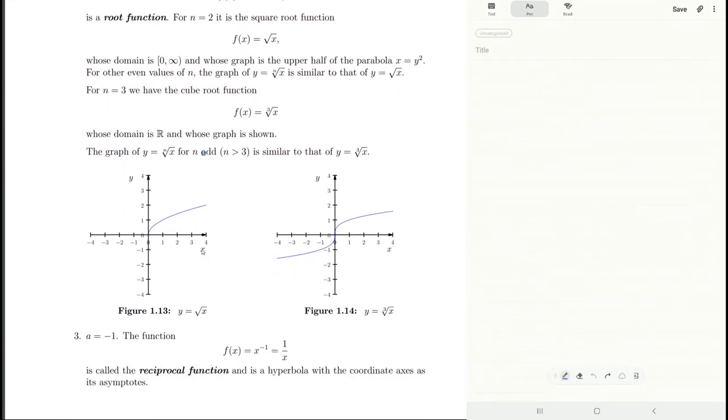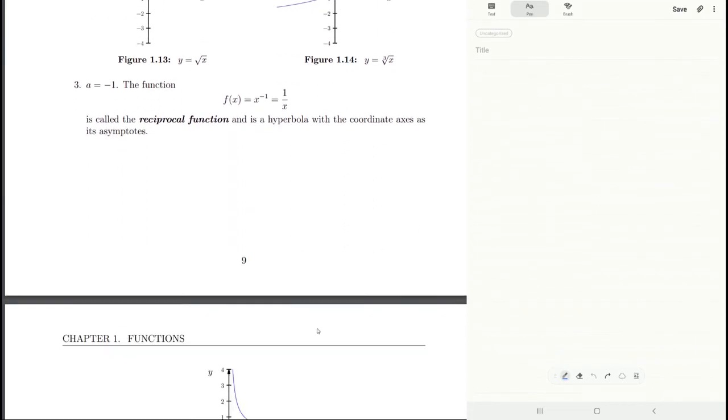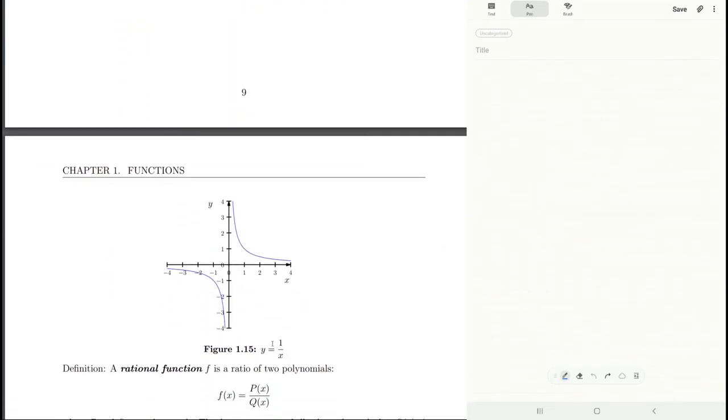So we have one more case for the power functions. If a is equal to -1, then what we have is x to the power of -1, which can be rewritten as 1 over x, and this is called the reciprocal function. Now the graph of the reciprocal function is called a hyperbola, and the coordinate axes are asymptotes of the function. So here is the graph of the hyperbola, y is equal to 1 over x. So both the x-axis and the y-axis are asymptotes of this function.